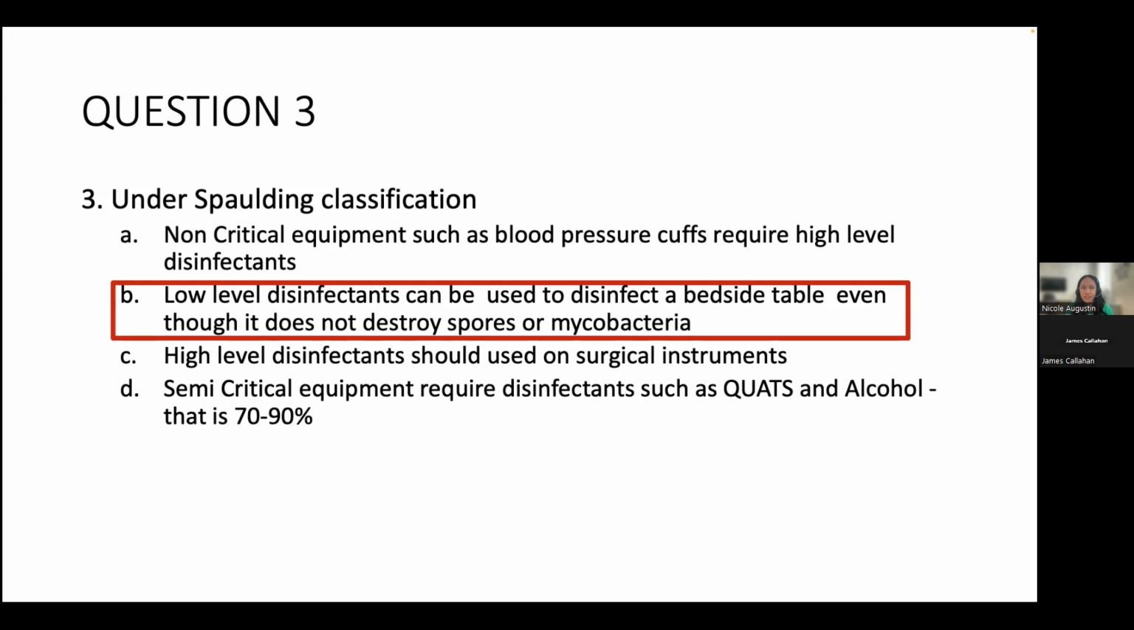And the correct answer is B. A is not correct because for non-critical equipment, you don't need a high level. Low level is fine. C is not correct because surgical instruments require sterilization. D is not correct because semi-critical items require high-level disinfectants, and also quats and alcohol are considered low-level disinfectants.